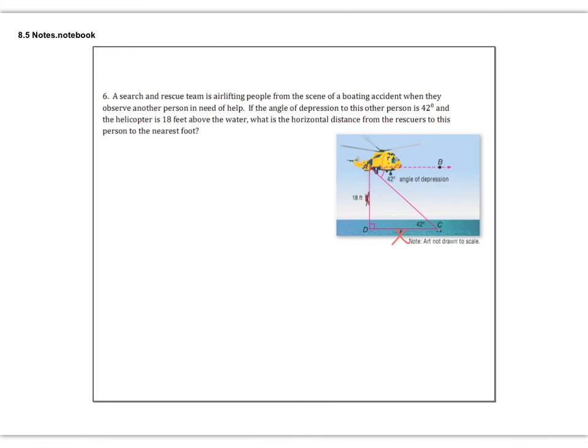You can see the angle of depression was 42, but they used alternate interior angles. And so again, we're going to take a look here. We're going to see if our angle is 42 degrees right here. 18 is opposite and X is adjacent. Once again, we're going to use opposite and adjacent. Go with TOA, which is tangent. Tangent of 42 degrees is opposite over adjacent. Multiply by X. Now we have X times tangent 42.